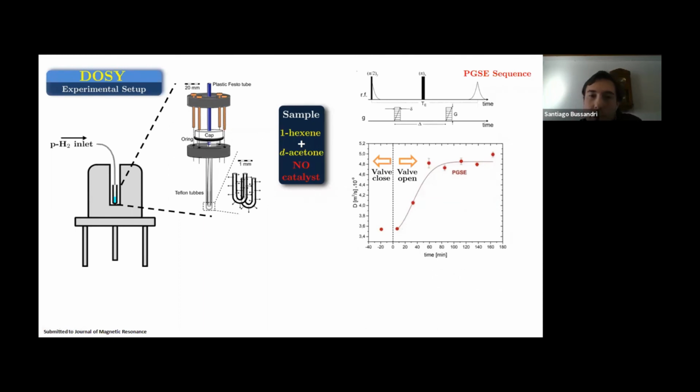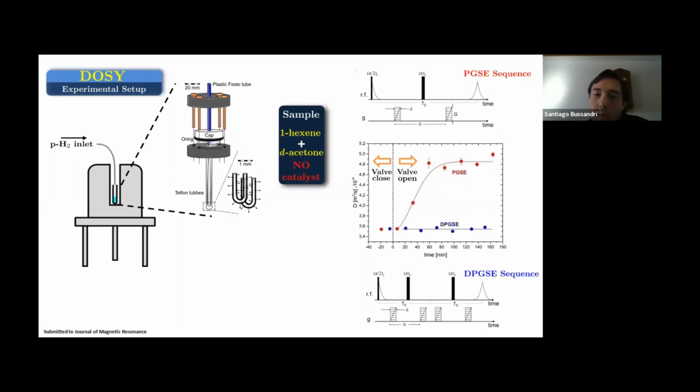We realized that this behavior is produced by the gas, because it creates a gradient of pressure which induces a convection in the liquid. This type of motion is a much harder perturbation than other types of motion of the molecules, and in fact it can be easily removed by applying this double encoded gradient sequence. When we execute this sequence, you can see that we achieve a constant diffusion coefficient during almost 3 hours. So this is the sequence that we'll use to measure the diffusion of the reacted molecules.